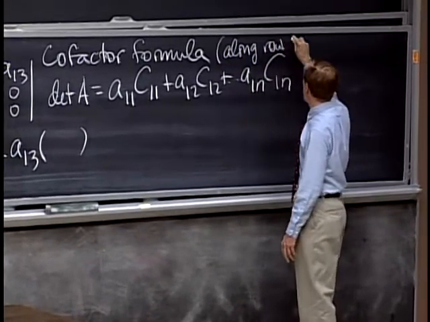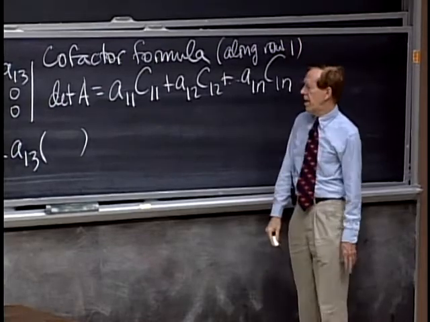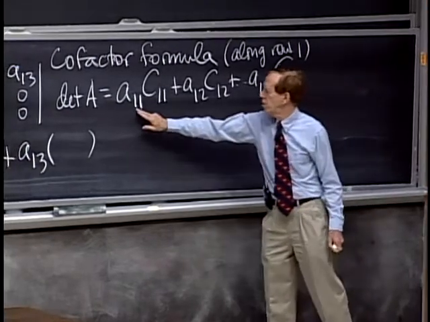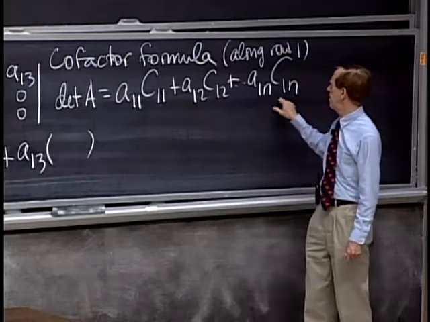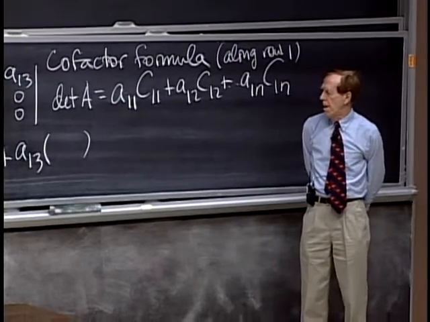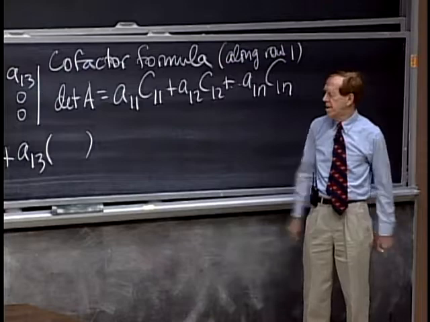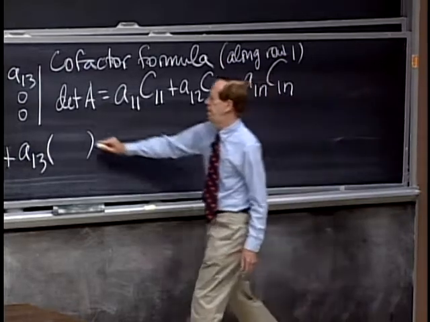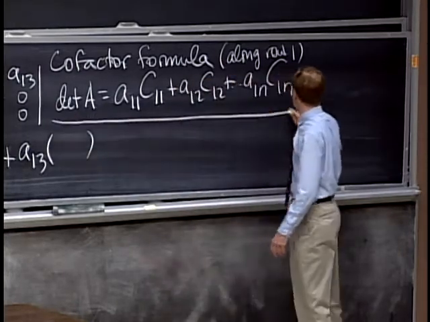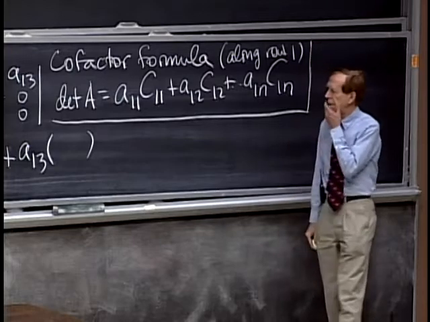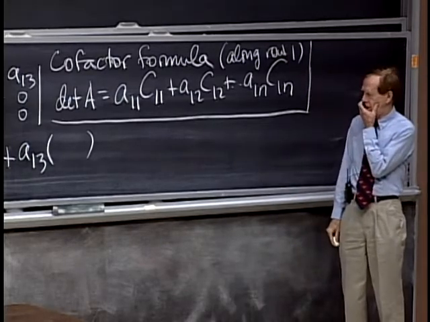row 1. And if I went along row i, those ones would be i's. That's worth putting a box around. That's the cofactor formula. Do you see that?